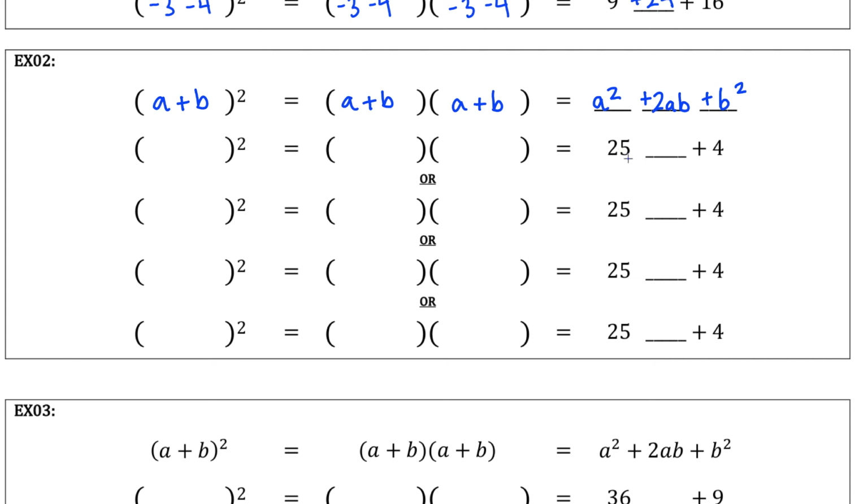All right, so if a² is 25, I'm going to show it a little bit differently. a² is 25. So if I take the square root of a², that means a can be either positive 5 or negative 5. And b² is 4. Square root of b², square root of 4. So that means b can be positive or negative 2.